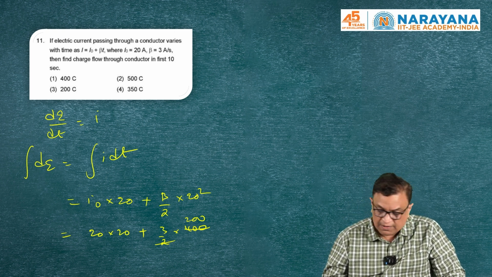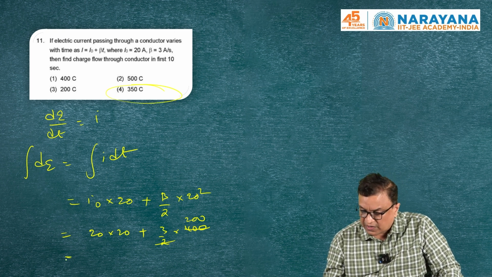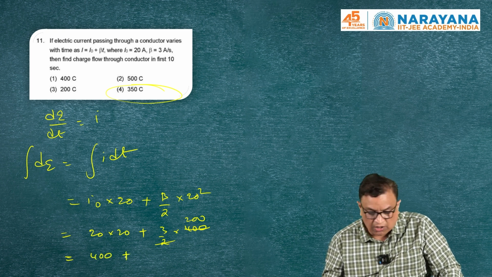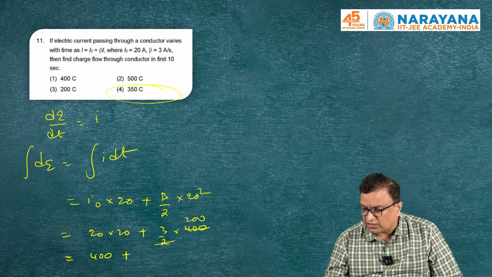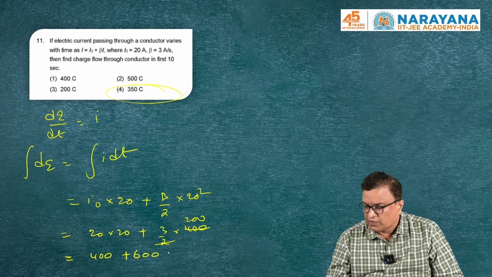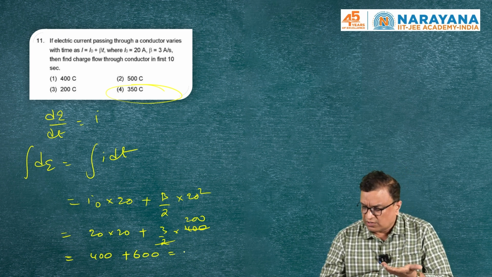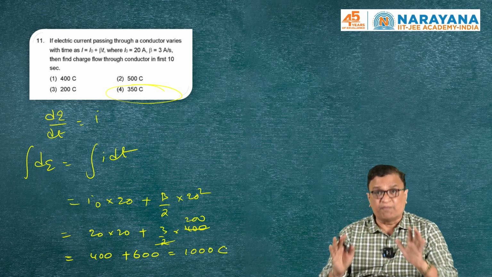For the 11th question, the answer they have given is 350 coulomb. But trust me, I got 400 here only. So how come you will get the answer as 350 C? As I mentioned, these are all what you call student-based information and options. So therefore, now the actual answer should be 1000 coulomb. I didn't make any mistake in any of my steps. Please remember.